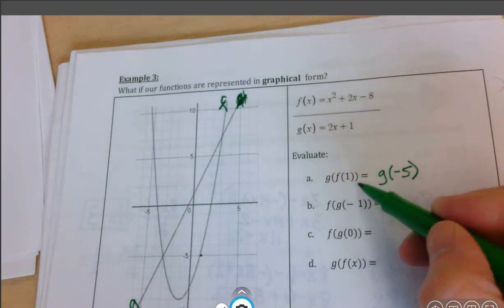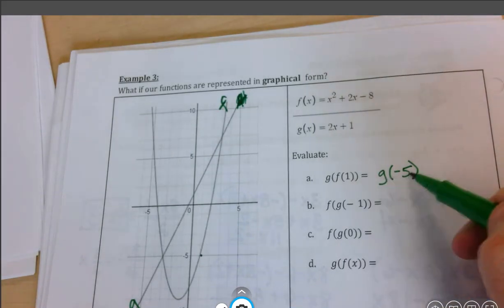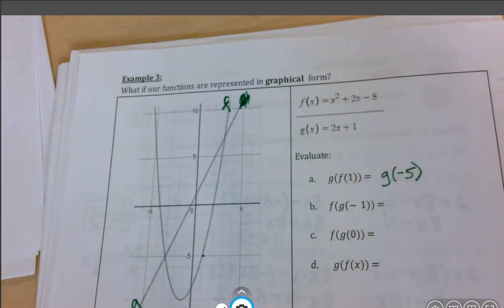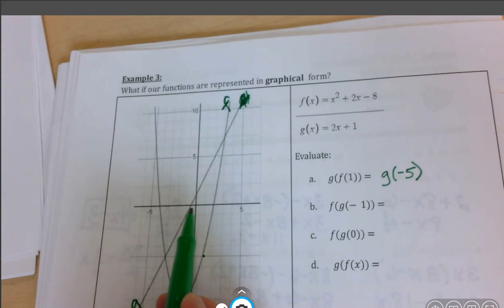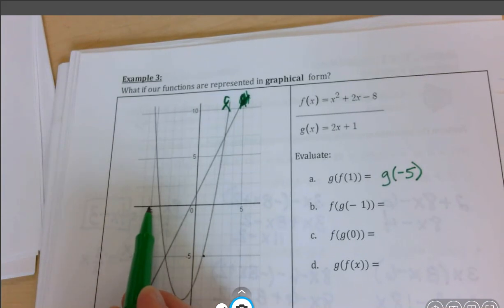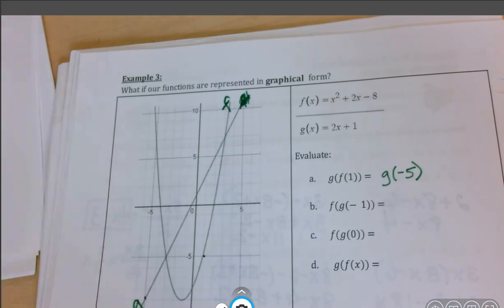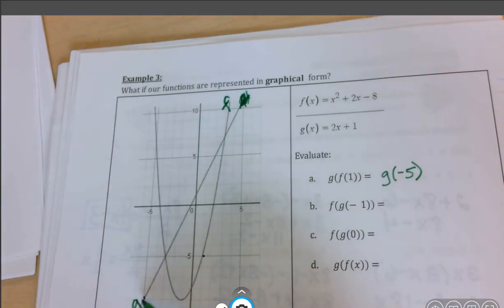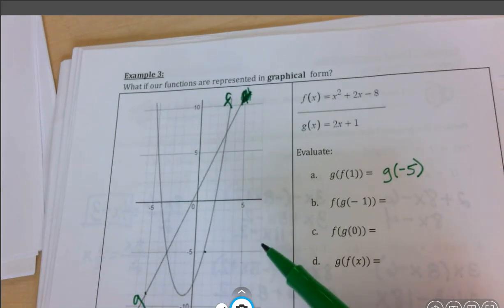All right, so I did the f of 1 part. Now I'm doing g of -5. Remember, -5 is the input. So I go where x is -5. And then I go down. What number does that look like to you? Yeah, it looks like -9 to me also.